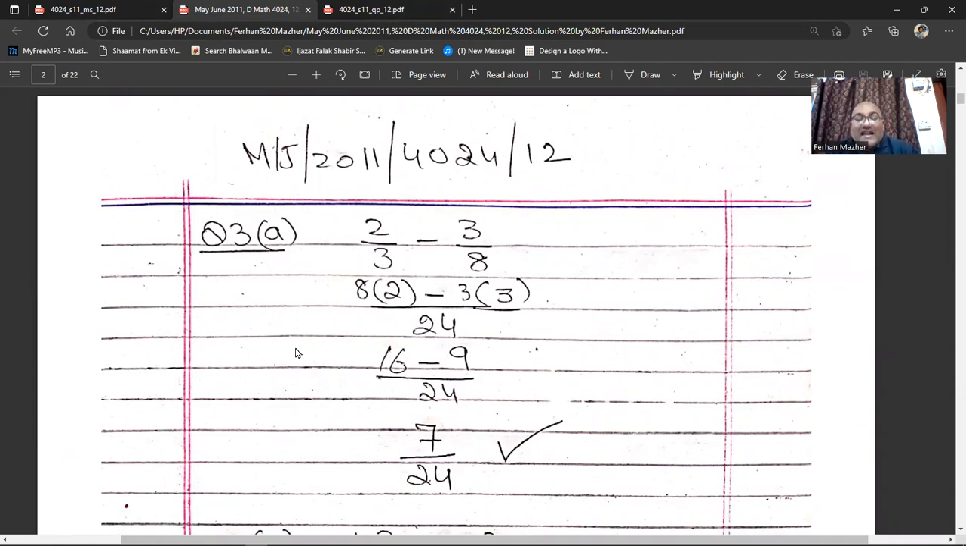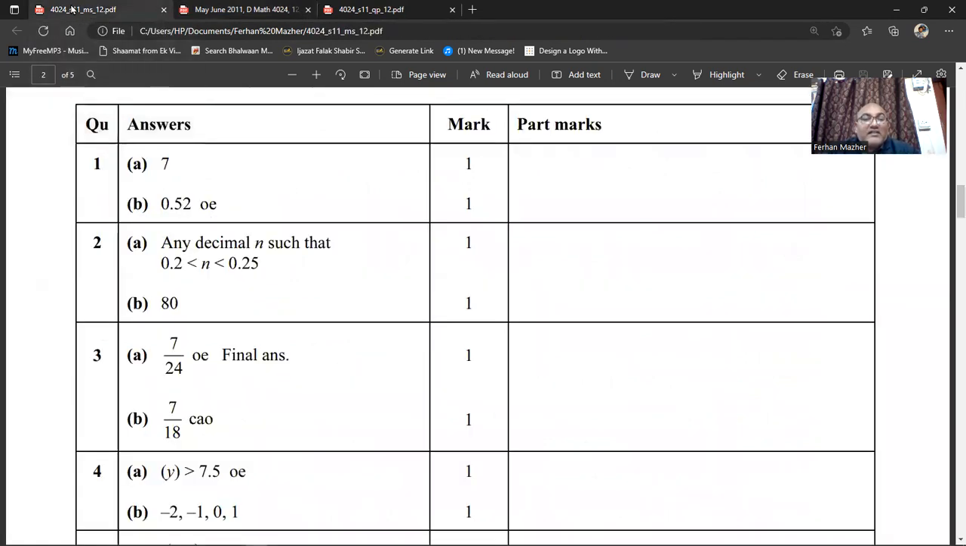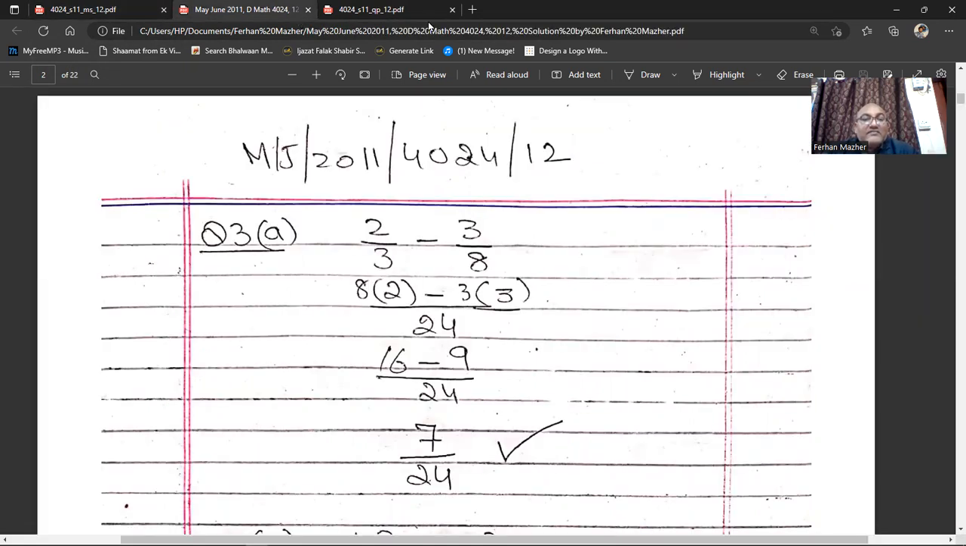Again, I will divide the LCM with the second denominator. So 24 divided by 8, you get 3. That 3 will multiply with the numerator. So you will have 3 multiplied by 3. So 8 2s are 16, minus 3 3s are 9, divided by 24. So 16 minus 9 is 7. So 7 by 24 is our answer. 7 by 24 is the right answer, sir.